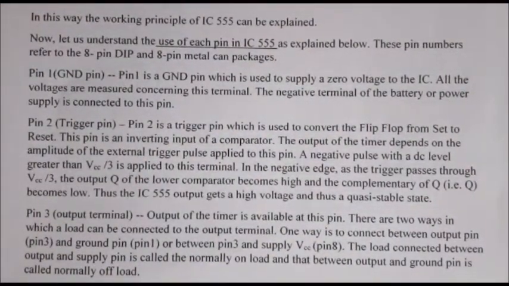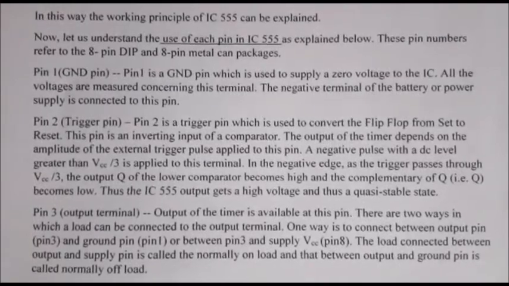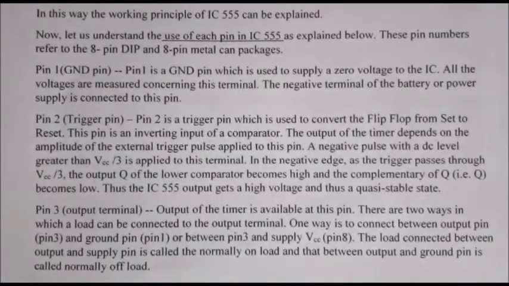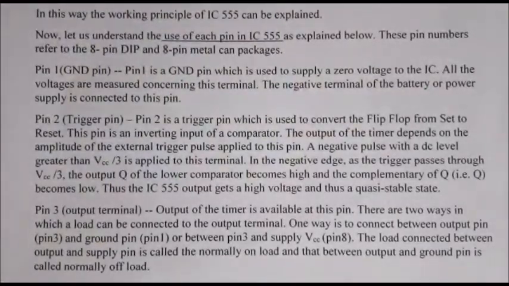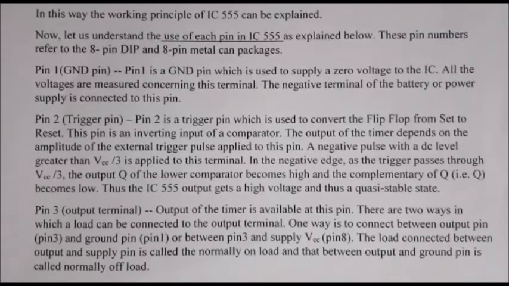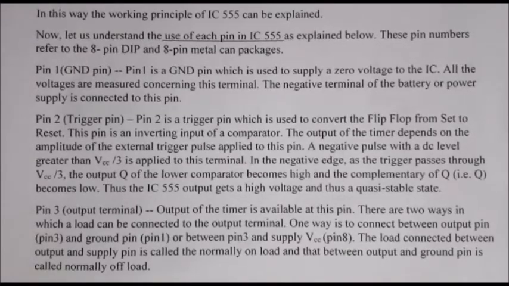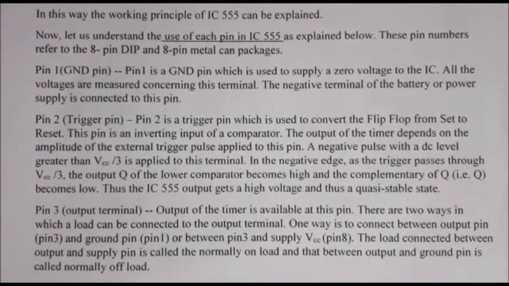So pin number 1. Pin number 1 is the ground pin, and you can verify this from the block diagram which I have given you. This pin 1 is a ground pin which is used to supply 0 voltage. That means it is connected to earth. So 0 voltage to the IC. All the voltages are measured with respect to this terminal. The negative terminal of the battery or power supply is connected to this pin.